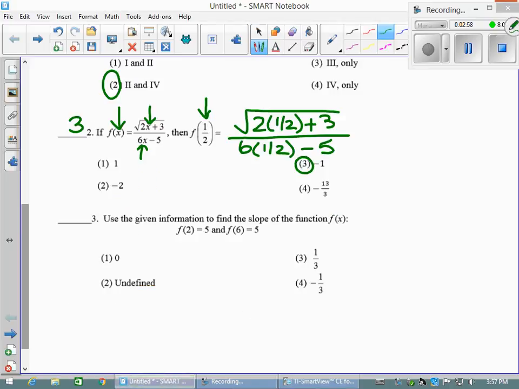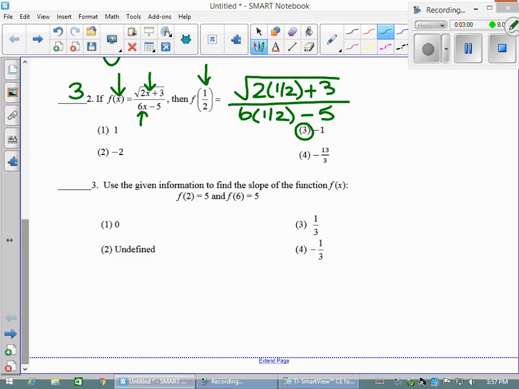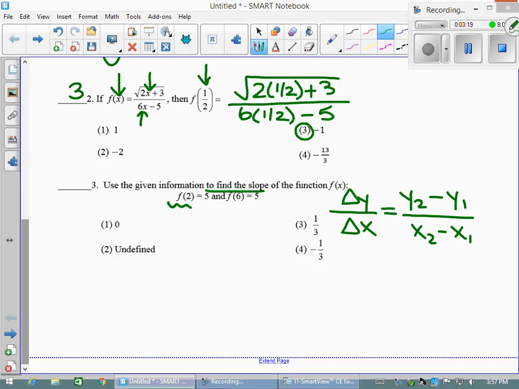Okay, question 3. Use the given information to find the slope. So if I'm finding the slope, formula for that is change in y over change in x, which takes my y2, my second y value, subtract my first y value, and then in the denominator, same thing, but with x, x2 minus x1. So I need to identify what they're really giving me here. F of 2 equaling 5. Well, remember, the number inside is x, and what it's equal to is y. So this is really like giving me the point 2, 5.